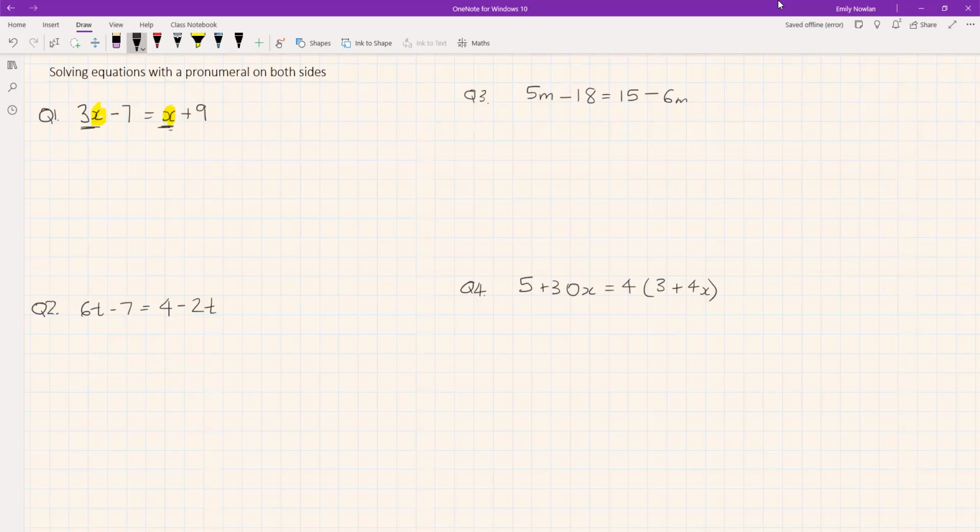So how do I take away 1x? I just go minus x. And what I do to one side, I need to do to the other. So I get 3x minus x is 2x minus 7. And then this goes, that's the whole reason we wanted to do that, is get rid of it, it equals 9. Now, what you've got is something like we've been solving before.